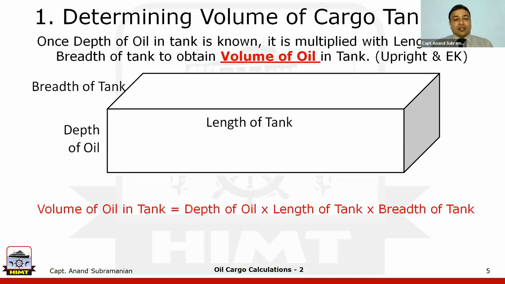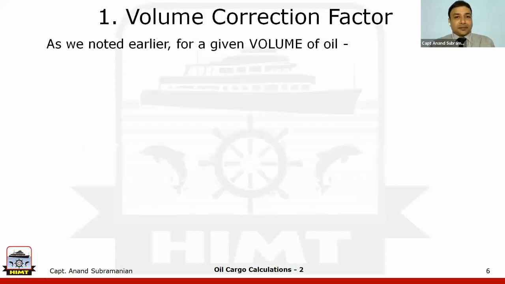Once we come to the ullage, we subtract it from the height of the tank, and from there we get the value for depth of the oil. Once we know the depth of the oil, then we just multiply it by the length and breadth of the tank, and we'll get the volume. This case is only for upright and even keel. It's not applicable for the ships in case she has got some trim or list.